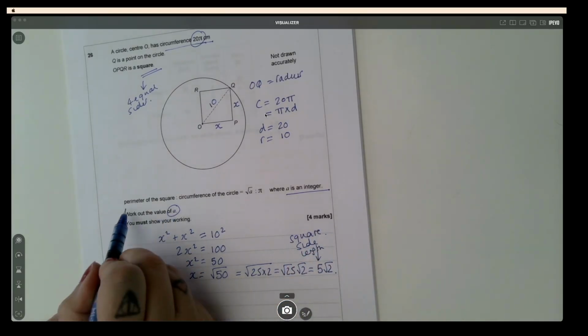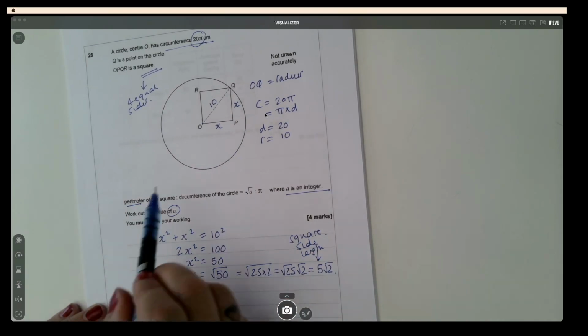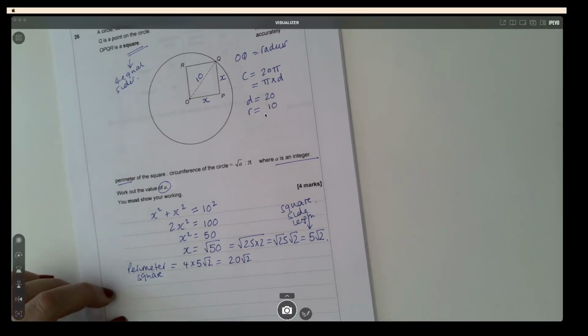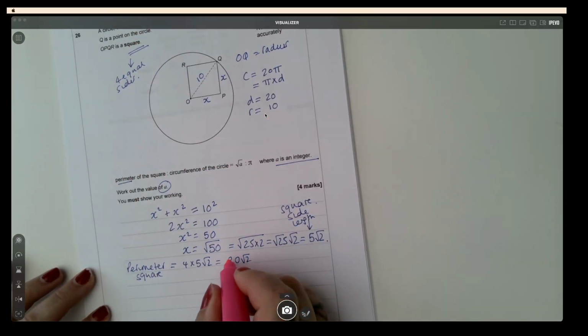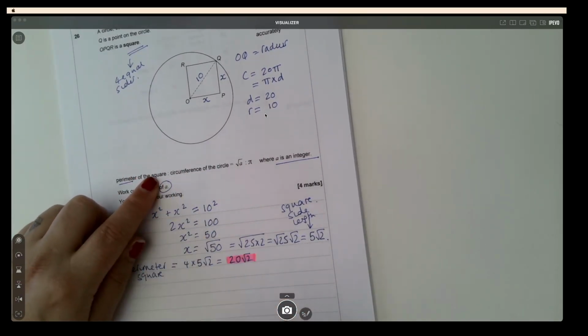So I can find the perimeter. The perimeter is all the way around the outside of the shape. I've got 4 equal sides, so the perimeter of the square is equal to 4 times 5 root 2, which will be 20 root 2. So now we're going to use the circumference of the circle and the perimeter of the square because that's what it asks for in our ratio.